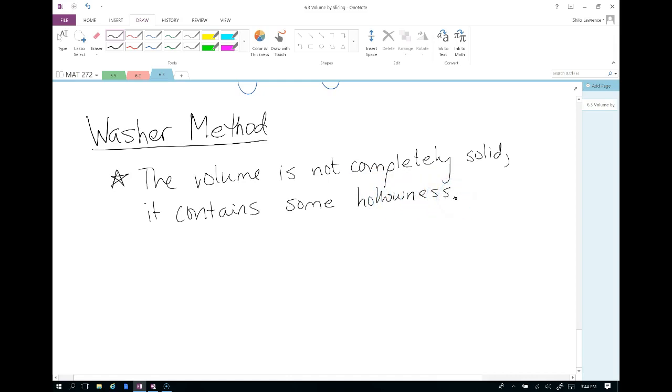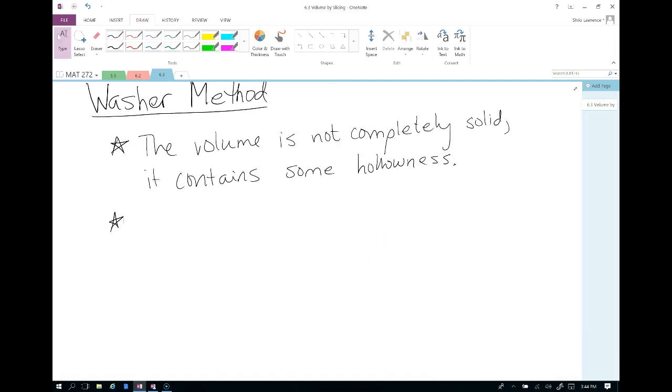And this occurs specifically when we're not using our axis of revolution as our bottom boundary. We have some other function that we're given as our bottom boundary.